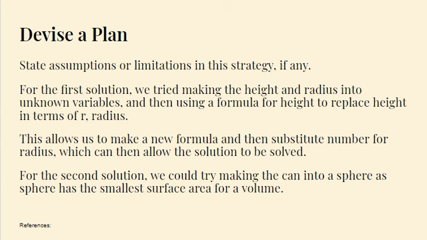For the first solution, we try making the height and radius into unknown variables by using the formula for volume to replace height in terms of r, which is radius. This allows us to make a new formula and then substitute numbers for radius, which allows the solution to be solved. For the second solution, we tried making the can into a sphere. A sphere has the smallest surface area for the same volume.